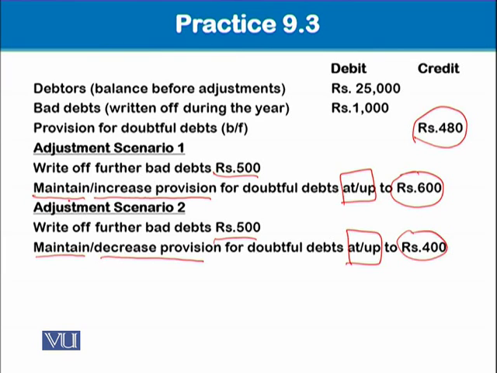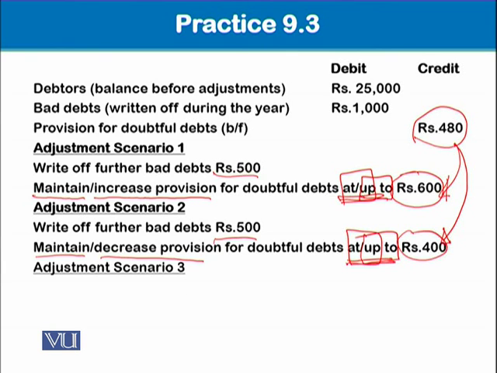Either you will read it, maintain provision for doubtful debts at 600 or up to 600. Okay? So, means the same. That from 480 you have to go to 600, or from 480 you have to go to 400. So learn the concept. Don't go behind the words that are being used in the question.